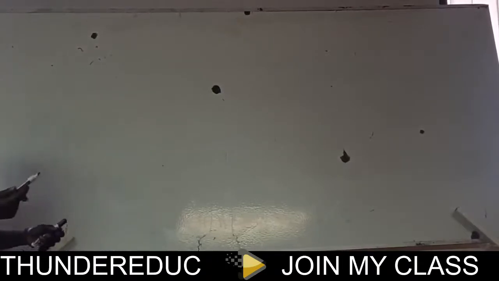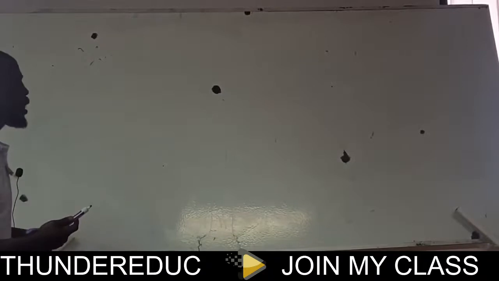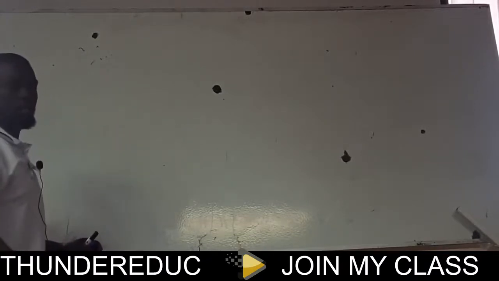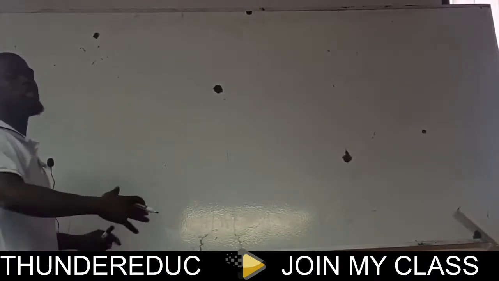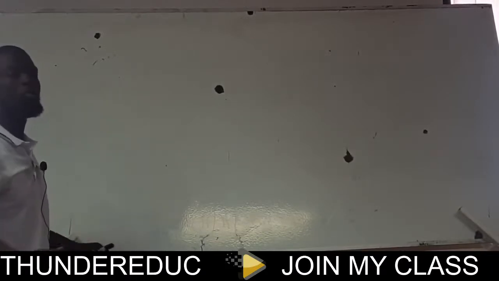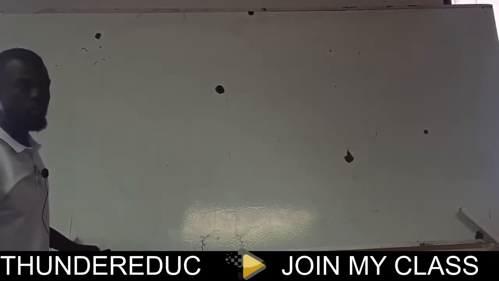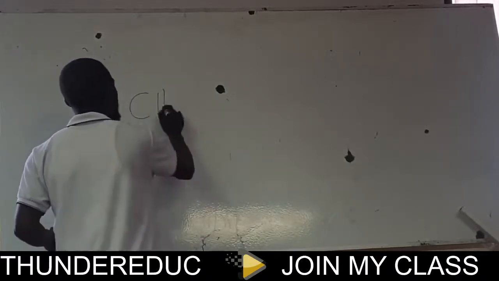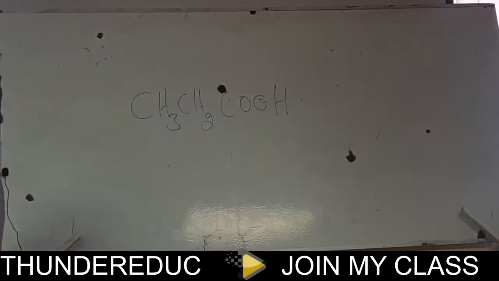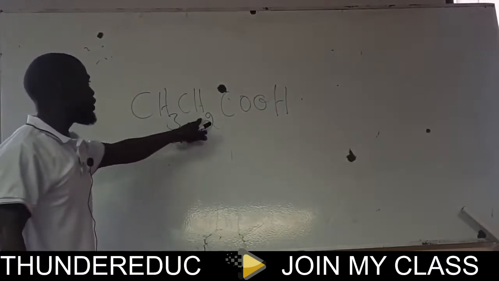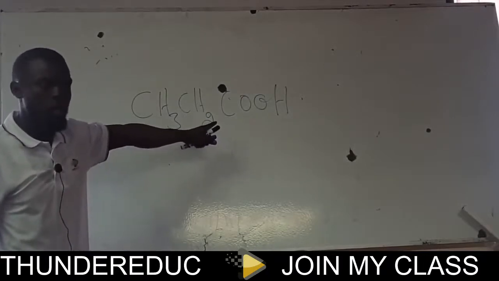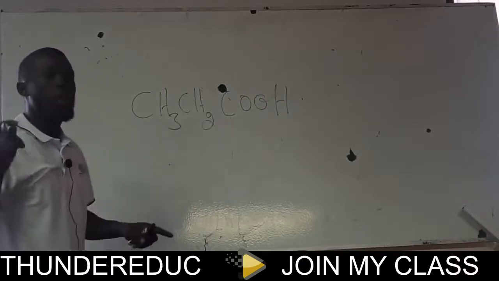Let's give an example of a carboxylic acid. Remember, it has its functional group at the end. We don't have to mention the position of the functional group on the carboxylic acid, or on aldehydes. So, for example, CH3CH2COOH. That's a carboxylic acid. 1, 2, 3, so it's going to become propanoic acid.